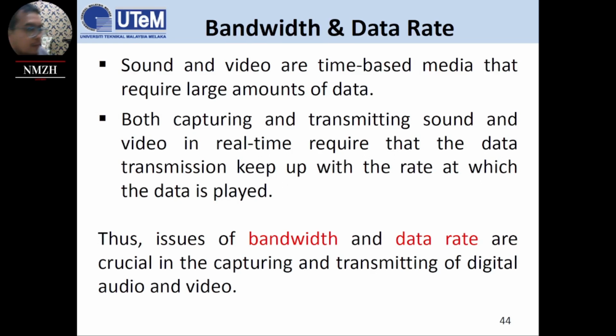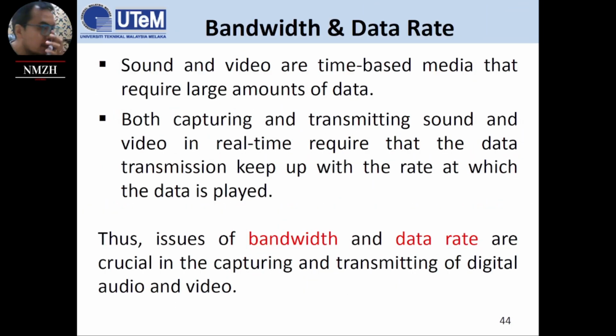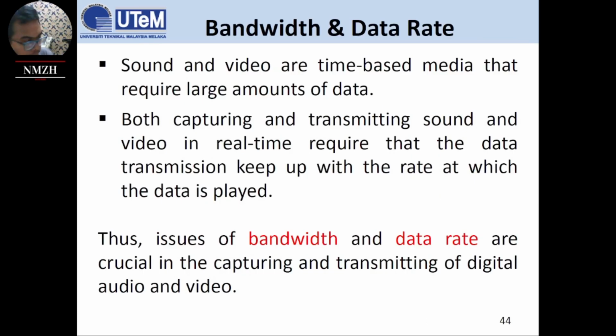Okay, so let's jump to the bandwidth and data rate. So I think this will be things related to bandwidth a bit. Introduction to the bandwidth. Sound and video are time-based media that require a large amount of data. So both capturing and transmitting sound and video in real time raise issues of bandwidth and data rate. Data rate has been discussed before in this slide. We have 238.65 megabits per second. So that would be the data rate, how the data is sent from A to B, right?